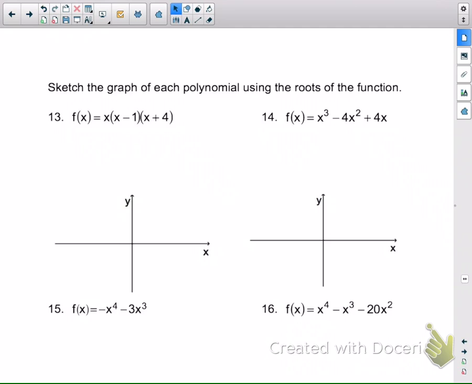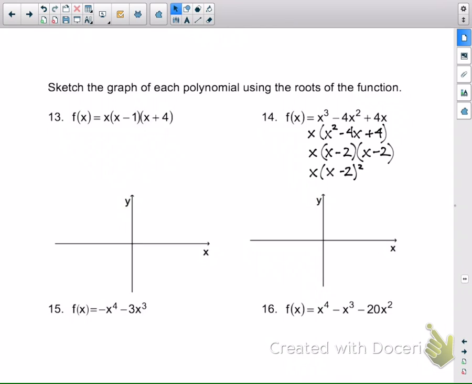In question 14, what's the first thing I do to factor that? Take out an x. That gives me x squared minus 4x plus 4. Then we're looking for factors of 4 that add up to negative 4. What are those? x minus 2 and x minus 2, which means how could I write that? x minus 2 squared. Now it's in factored form.